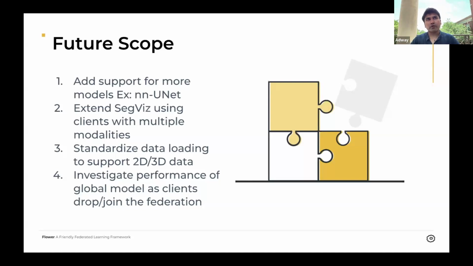The way that we're envisioning this is that we'll have a common data format, so irrespective of what modality and what data you have, you should be able to connect that effectively. And then we also want to investigate the performance of the global model as and when clients join and drop from the federation, to ensure that you're training a global model which doesn't have problems with performance degradation as clients drop or join.